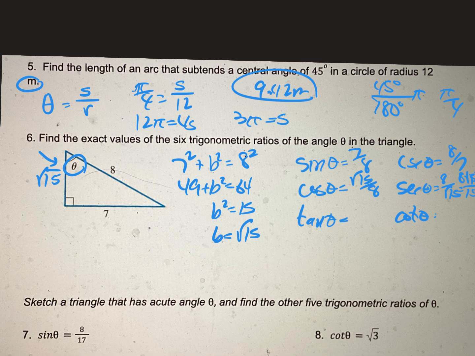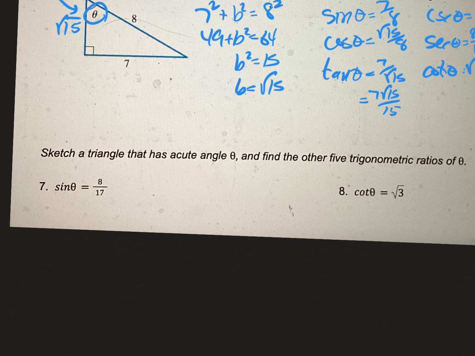Tangent, opposite over adjacent, which would be 7 over the square root of 15. Again, don't leave it like that. Move the 15 to the top, take it down on the bottom. Cotangent is the reciprocal of that, which is square root of 15 over 7. Hope that's okay. Number 7.